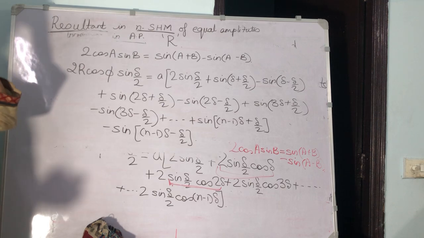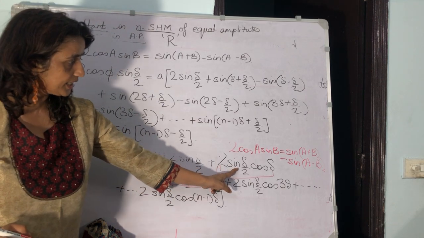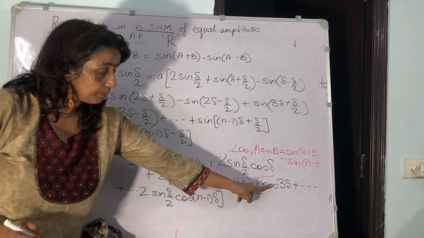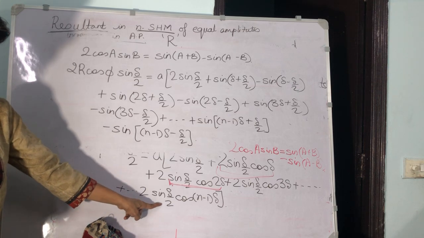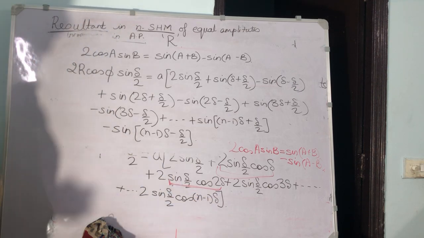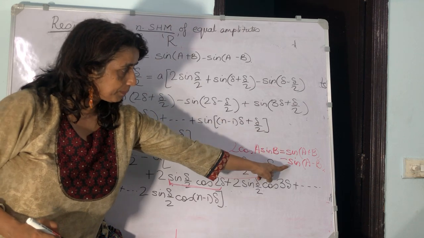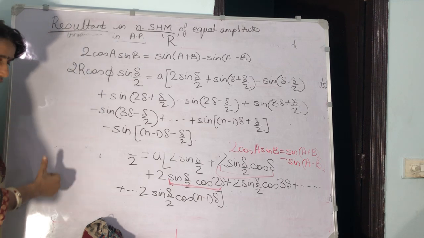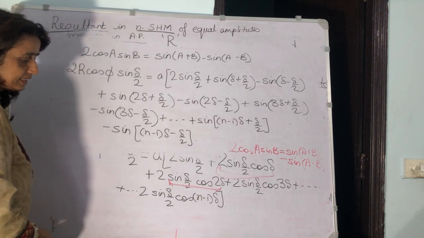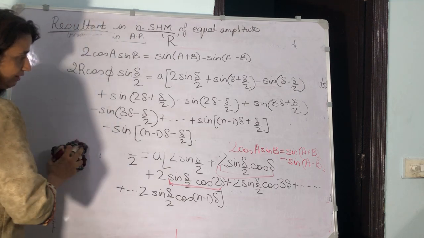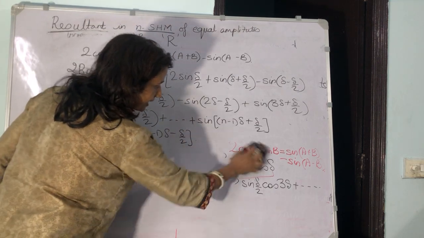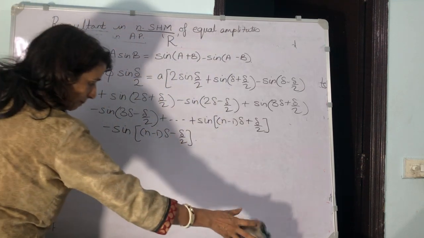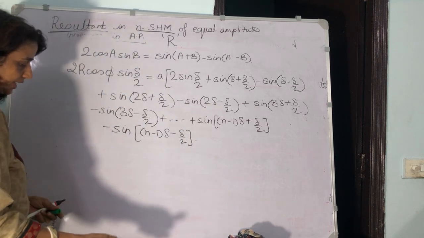What have we done? To these terms 2 sin del by 2 cos del, 2 sin del by 2 cos 2 del, 2 sin del by 2 cos 3 del, 2 sin del by 2 cos n minus 1 del, we have applied the formula sin A plus B minus sin A minus B. Now just have a closer look at this expression. You will find many terms getting cancelled inside. We will solve it further and we will find that inside many terms will get cancelled and we will be left with a very simple expression. Have a closer look at this series.